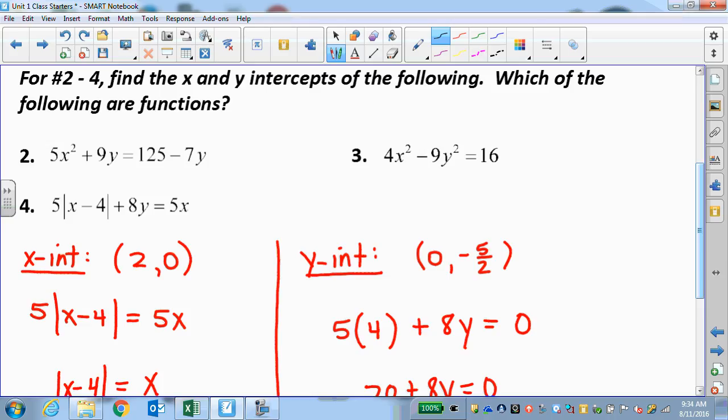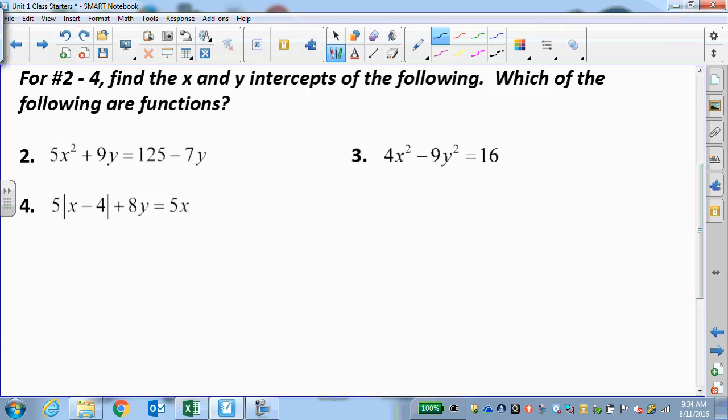Now, you might say, oh, wait a minute, that kind of contradicts what he just said. He just said if I can get y by itself, it's a function. Well, I can get y by itself. I could subtract over that 4x squared. I could divide everything by -9.